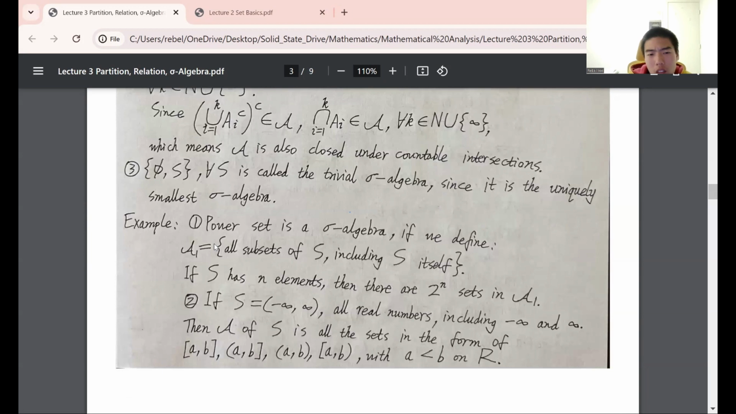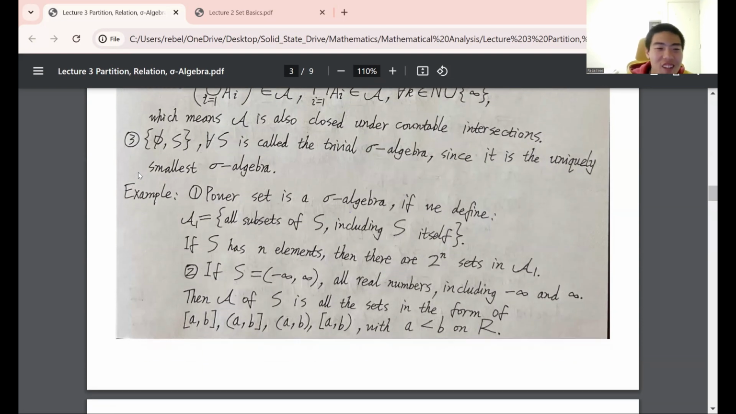Cool. And the last one is, well, this is garbage. The empty set and S is called trivial. It has no meaning, because usually we need the other subsets to make it meaningful. If there's only the empty set and S itself, it has no value for analysis, but it's called trivial. We will not see it later anytime, I think. You will never meet it.